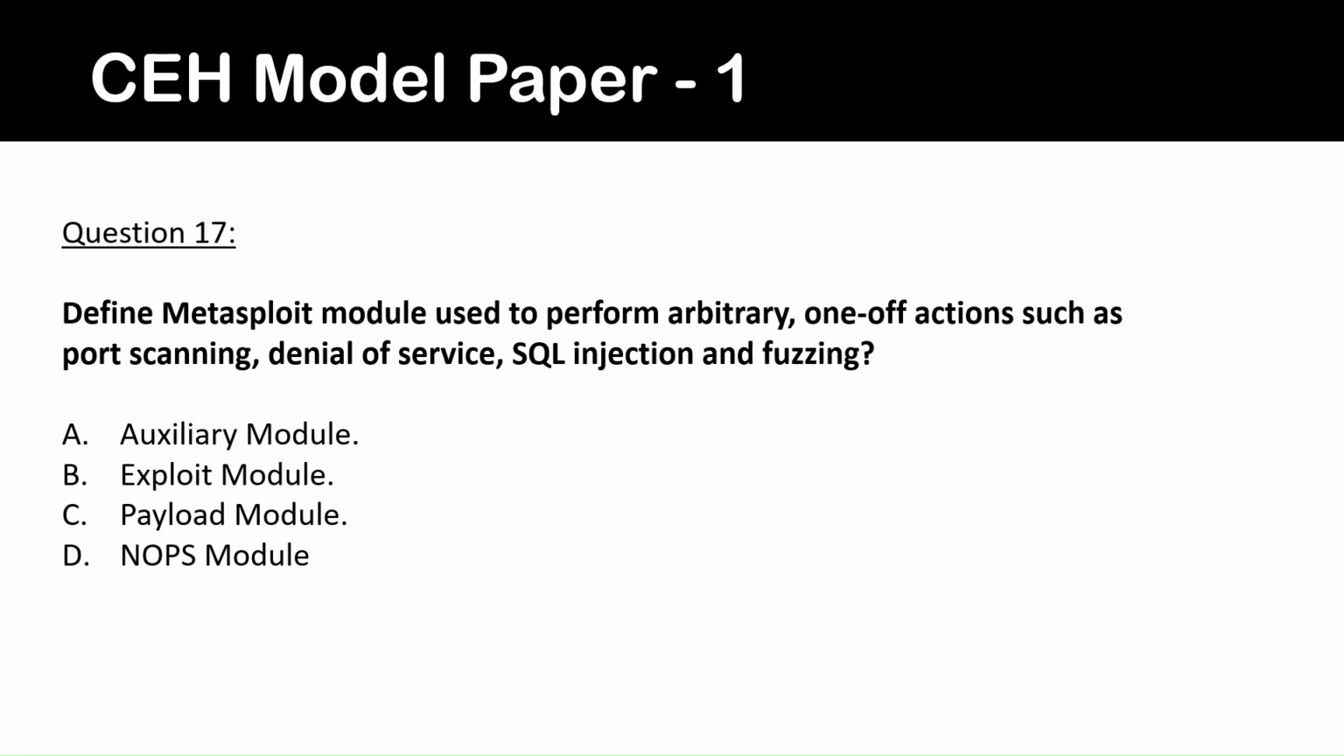Question 17. Define Metasploit module used to perform arbitrary, one-off actions such as port scanning, denial of service, SQL injection, and fuzzing. The options are A. Auxiliary module, B. Exploit module, C. Payload module, D. NOPS module. The answer is A.